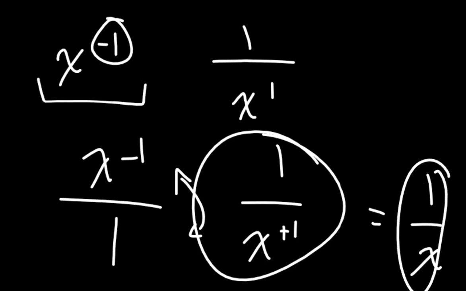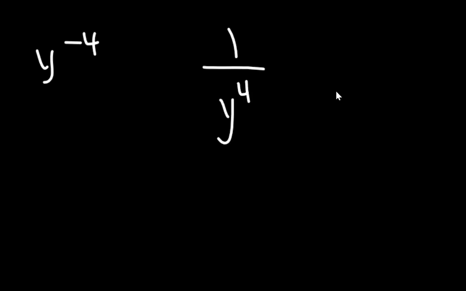So the correct answer would be 1 over x. And you will see this on the homework. So let's actually do a few practice problems with this. What is y to the negative 4? If you said 1 over y to the 4th, you'd be correct.